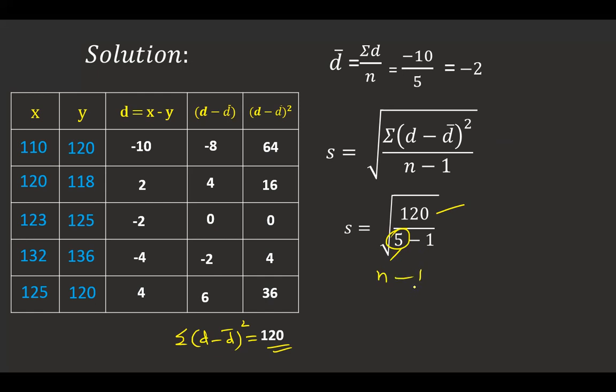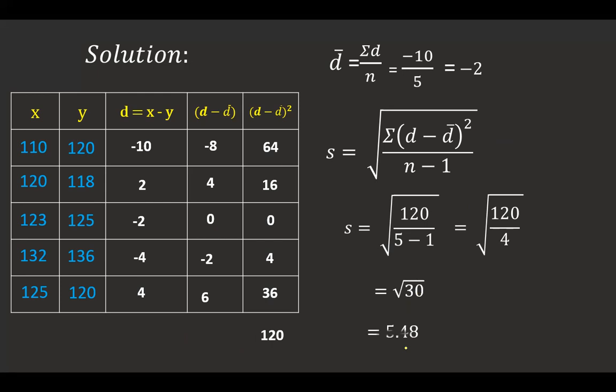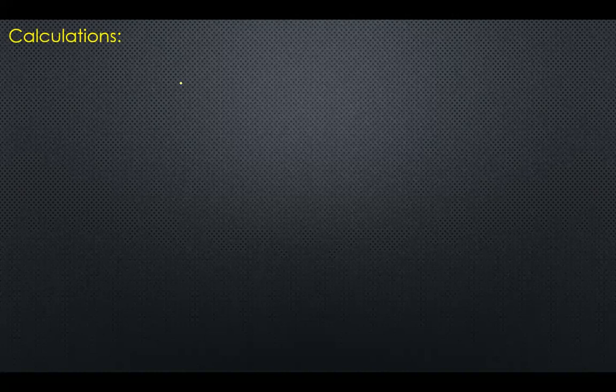N minus 1 is equal to 4. This is what I'm going to write here. So it is 120 divided by 4. That gives you 30. So square root of 30, which gives you 5.48. So I have calculated all the values here. Then I'm going to substitute in the formula. That is very simple now. I want to substitute in the formula. These are all the calculations.